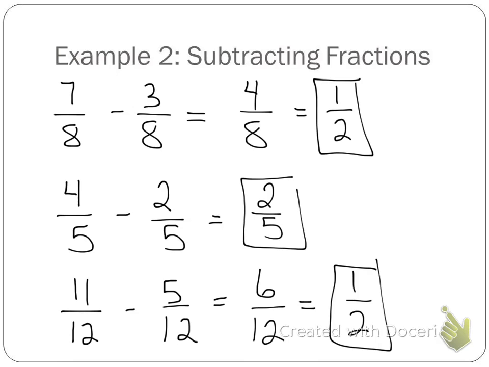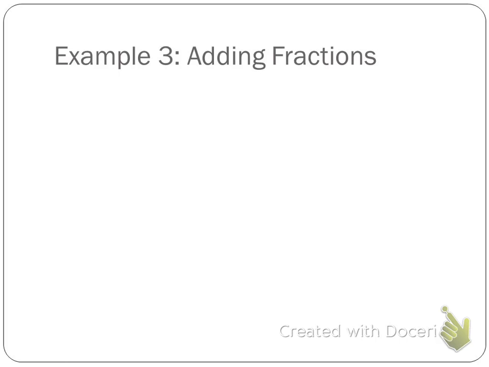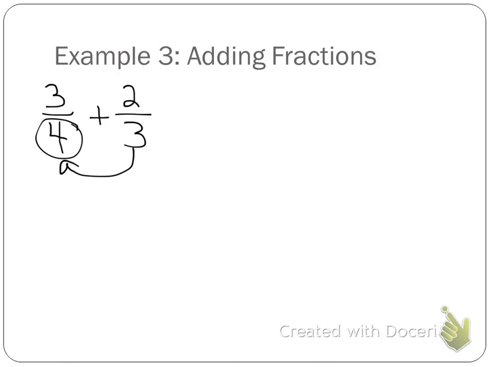Now in example 3, now I'm adding, and they don't have a common denominator, so the first thing I need to do is figure out my LCD. I do that by starting with the larger of the two denominators, which is 4. And I start climbing the ladder and listing my multiples. Well, I start with 4. Does 3 go into 4? No. What's my next multiple of 4? 8. Does 3 go into 8? No. What's my next multiple? 12. Does 3 go into 12? Okay, so 12 is my LCD.